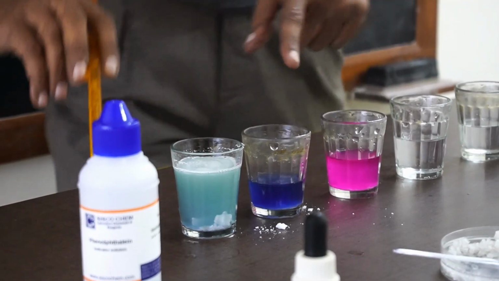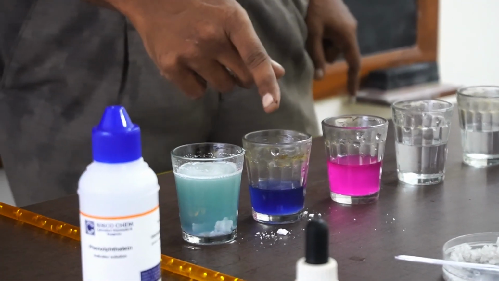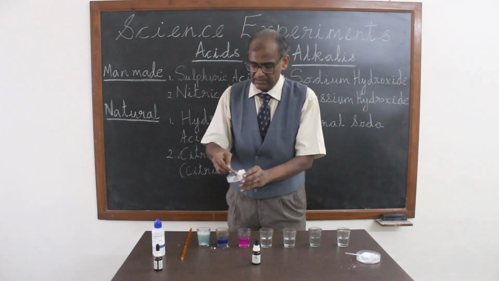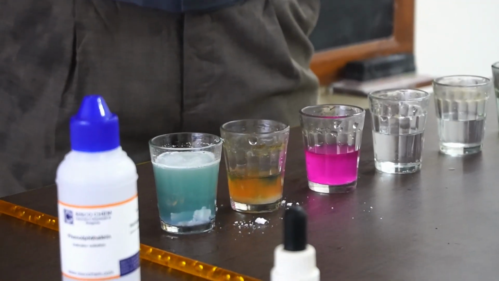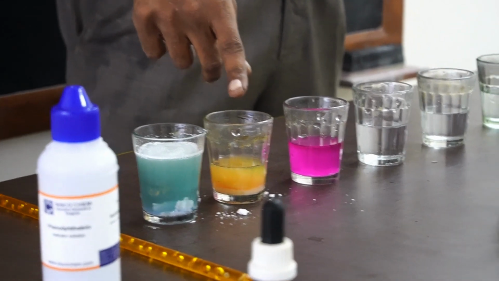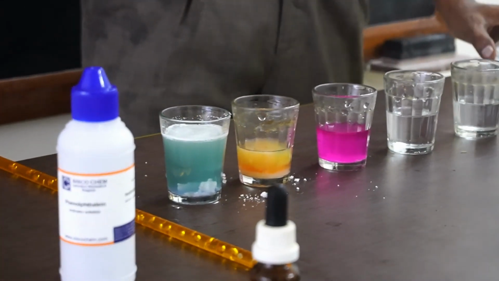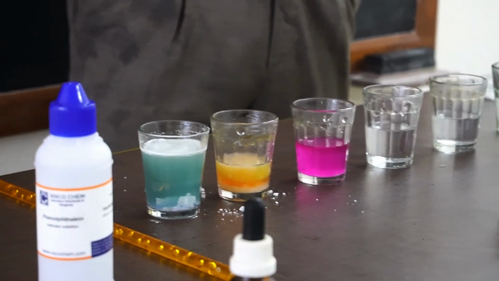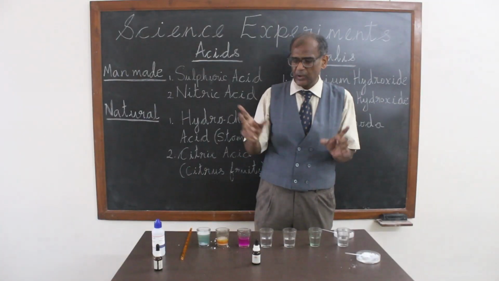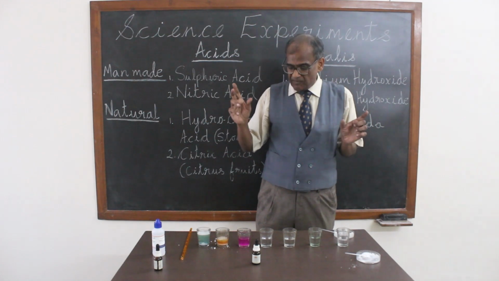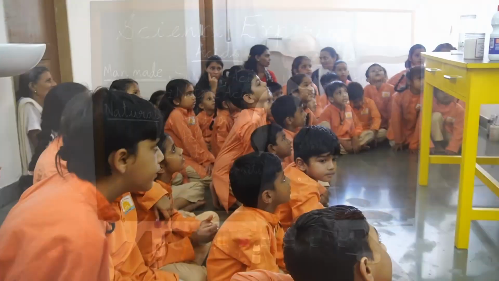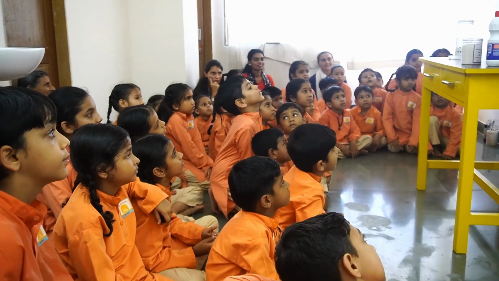Now, what will happen? This is an alkali because this is blue coloration. Shall we try adding some acid to this? Let us do that. It's becoming reddish. So, now the solution is acidic. So, an acid can be converted to an alkali and an alkali can be converted to an acid depending on how much we are adding. If we add exactly the same amount of an acid and an alkali, we get something called a neutral salt.